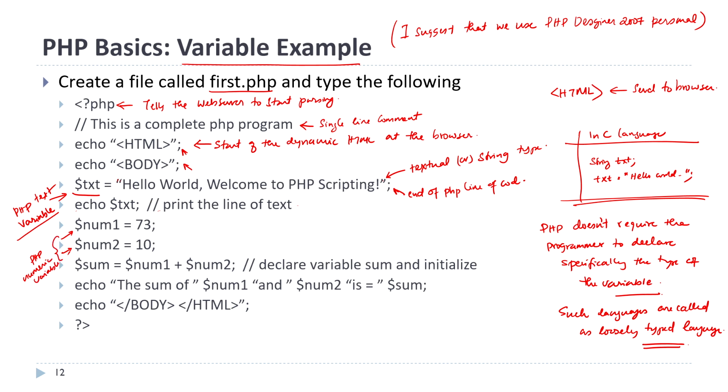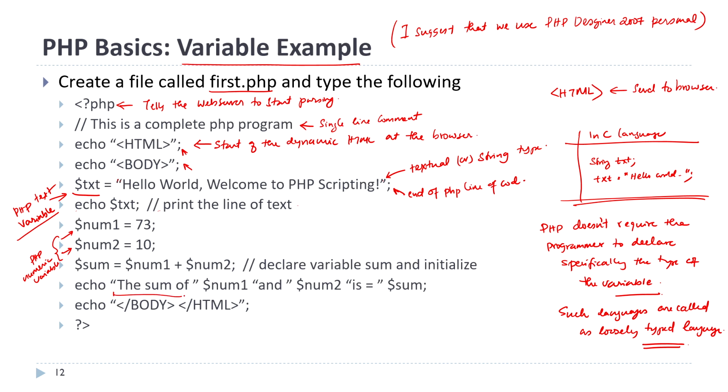That is what this is. So, 73 and 10 are the two numeric variables that we declared, and then we say $sum is equal to $num1 plus $num2. What it does is take 73 and 10, add them and store the value of 83 in $sum, and then it will echo the sum of within this.